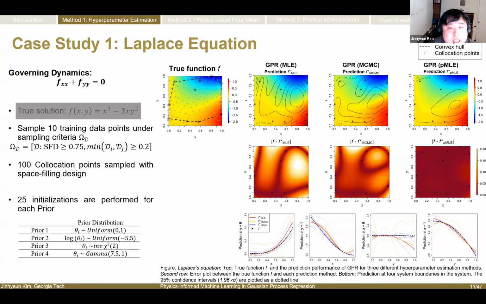This is the example. The first row is the prediction plot of GPR with MLE. Next is GPR where hyperparameters are estimated with MCMC. We assume it is also a data-driven technique because it does not involve significant physics-based knowledge when setting the prior. And the last column is GPR, where hyperparameters are estimated through the penalized MLE function.